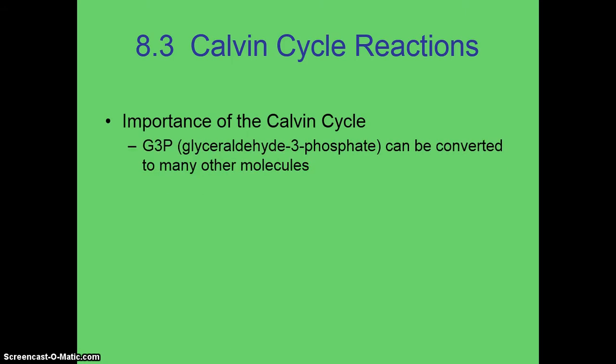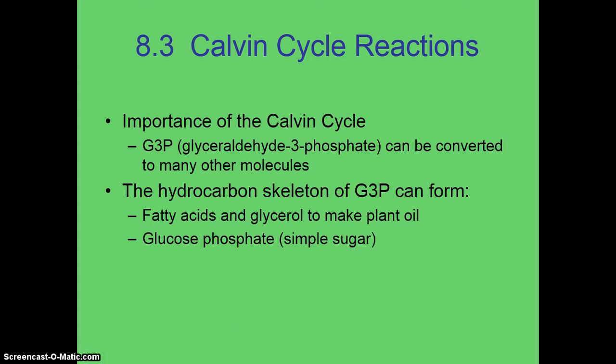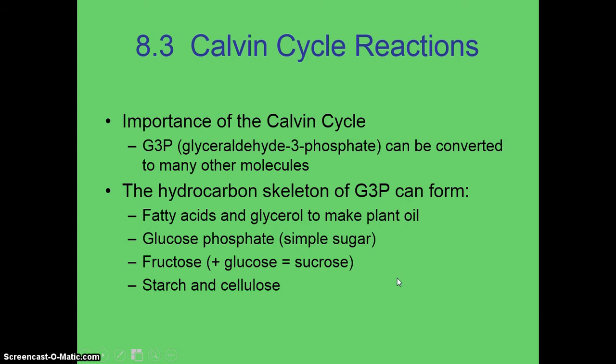The importance of the Calvin cycle, why do we need it? G3P, or glyceraldehyde 3-phosphate, can be converted to lots of other molecules that are needed. The hydrocarbon skeleton of G3P can form fatty acids and glycerol to make plant oils, glucose phosphate, which is a simple sugar, fructose, which when added to glucose is going to form sucrose, a disaccharide that we see a lot in the foods that we eat, starch and cellulose, as well as amino acids.